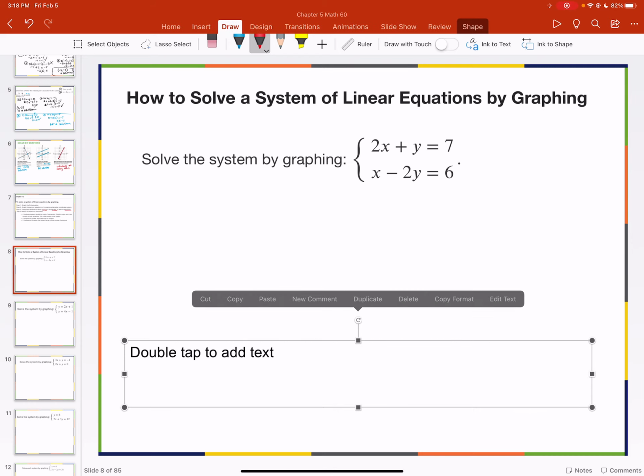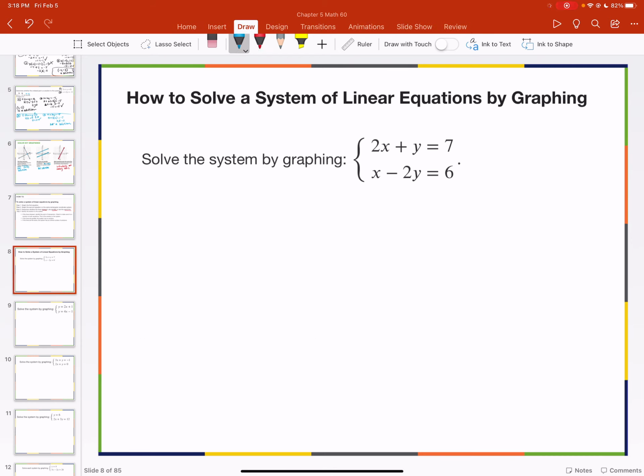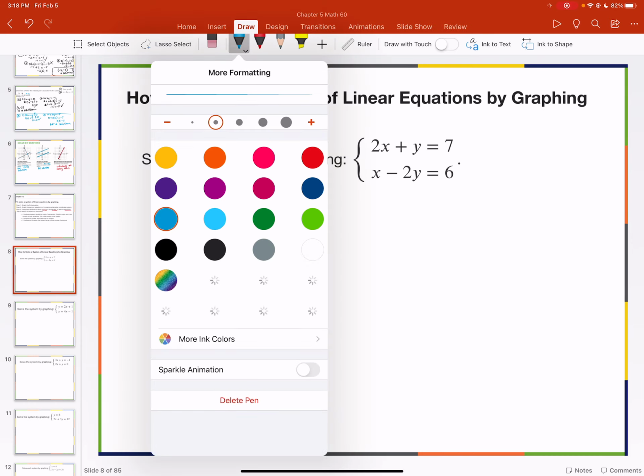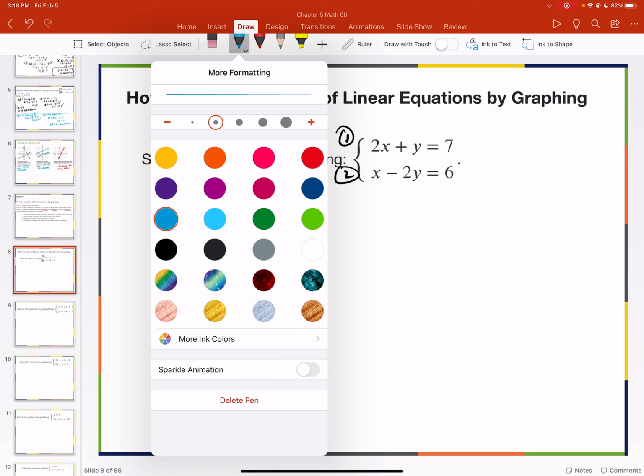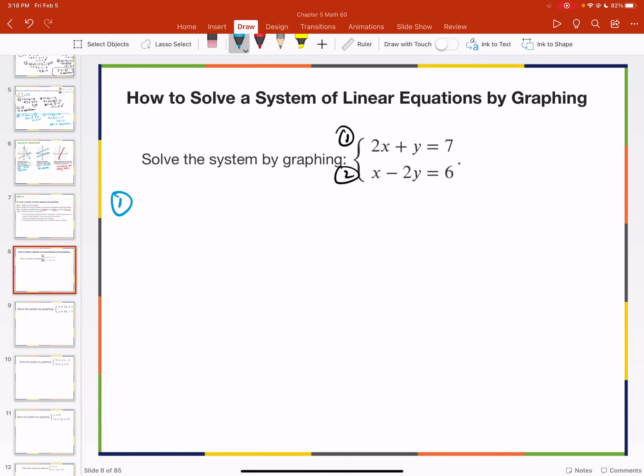Let's say we have 2x plus y is equal to 7, and x minus 2y is equal to 6. I'm going to go ahead and graph, but before I do that, I need to have both equations in y equals mx plus b form. That's just easier to graph. I'm going to do it that way.